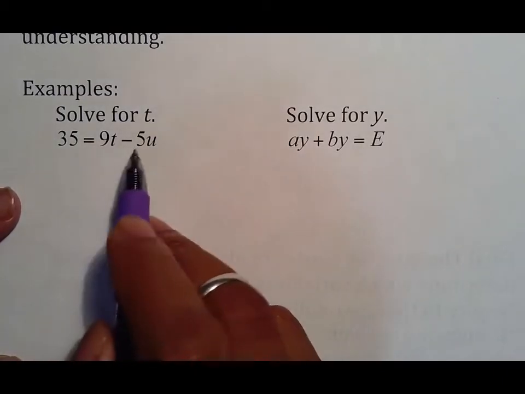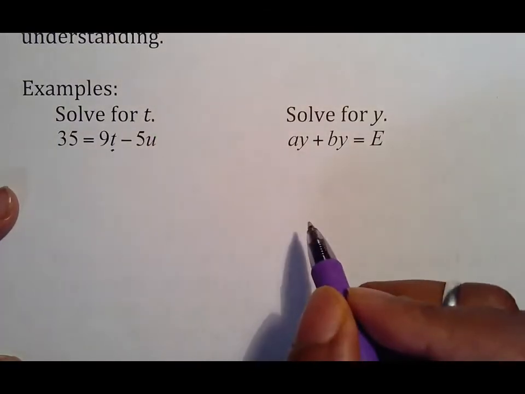35 equals 9t minus 5u. I'm solving for t, so what I would do is put a dot right there.